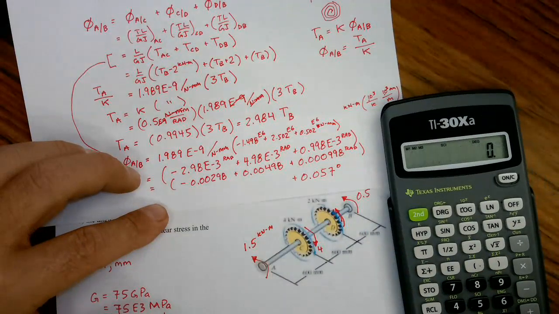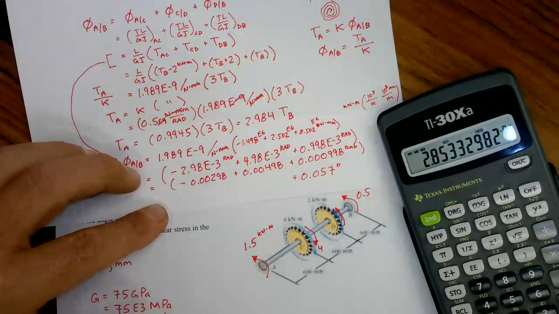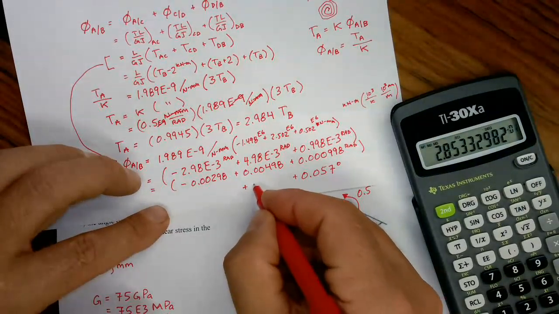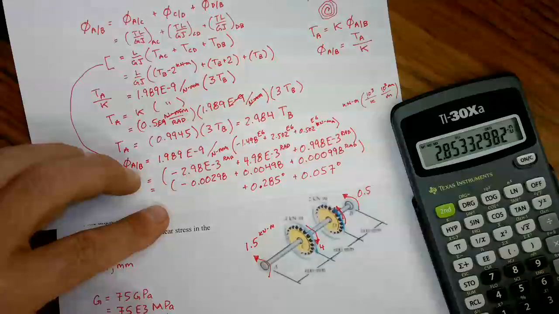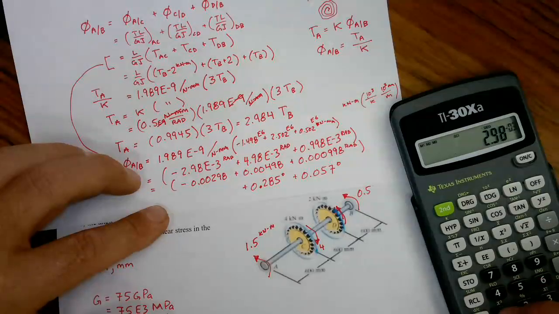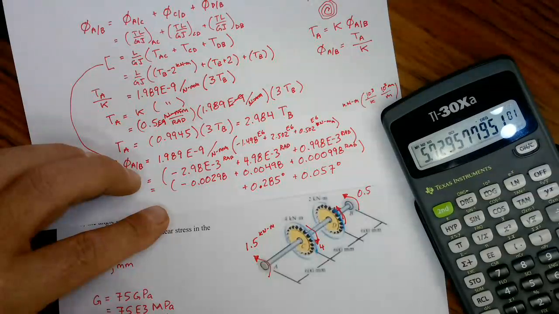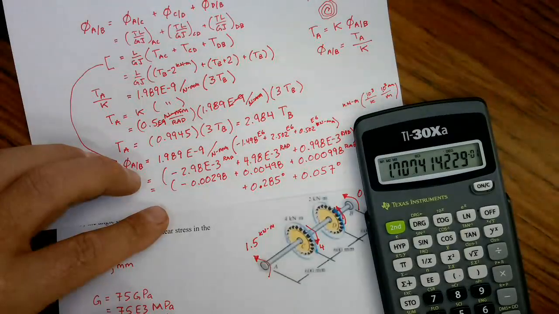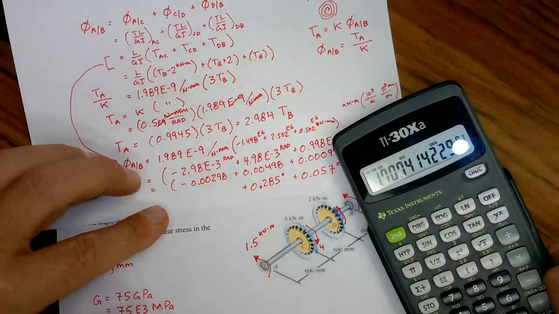And if I do 0.00498 times that conversion, I get 0.285 degrees. And 0.00298 times that conversion, I get 0.171 degrees.